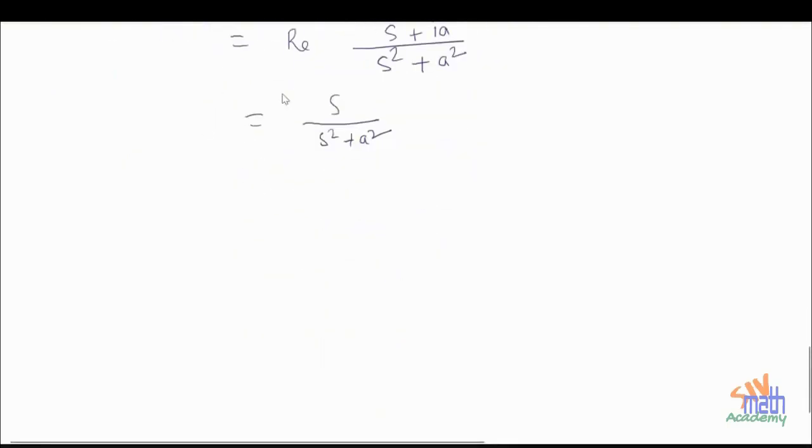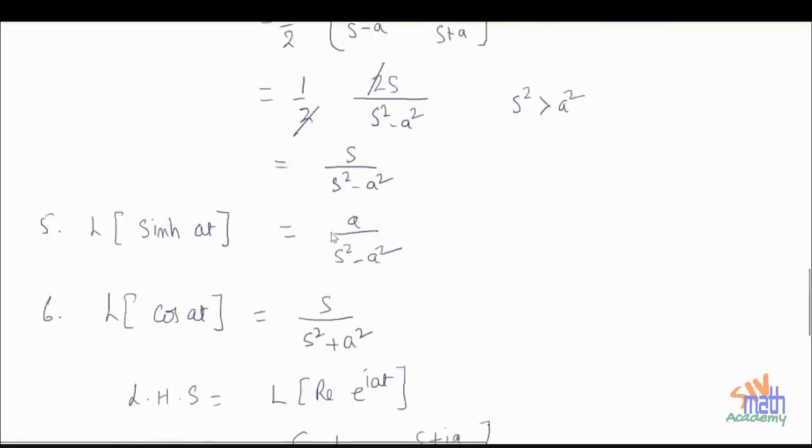And the seventh one will be L of sin at. So if you take the imaginary part as done, you will be getting what? a upon s square plus a square. Here a should be a positive quantity. You have to impose this condition for both these formulas. Okay, these are certain basic important formulas which we come across.